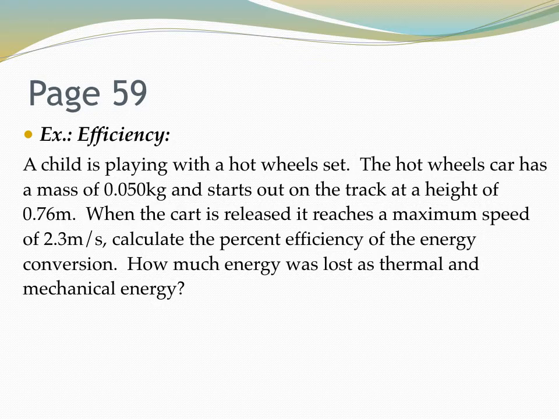The Hot Wheels car has a mass of 0.05 kilograms and starts out on the track at a height of 76 meters. So it's like a little track, and then it'll use gravity to drive the car down the track, is essentially how this works. When the car is released, it reaches a maximum speed of 2.3 meters per second. So it's asking us, calculate the percent efficiency of the energy conversion.